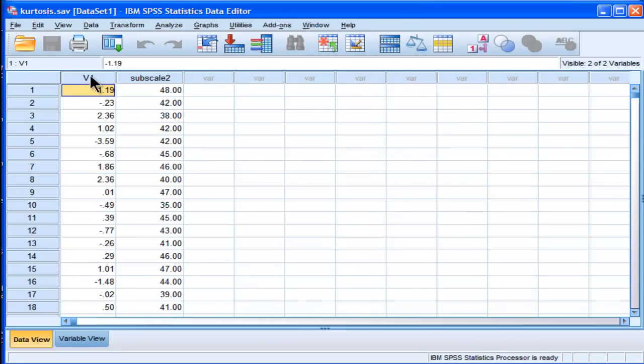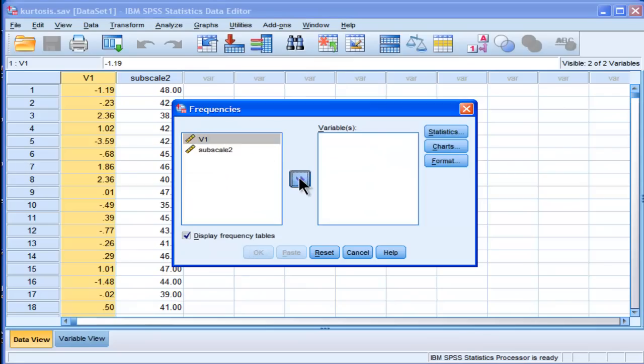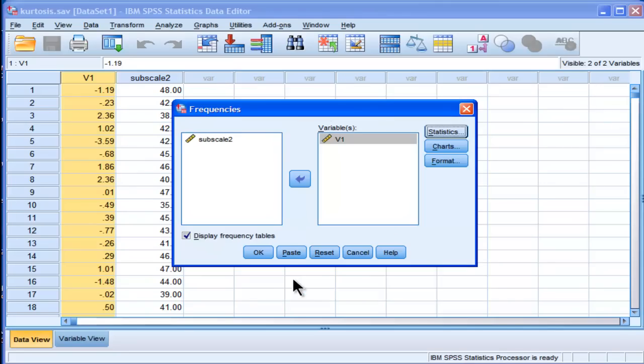I'm going to analyze this first variable called V1. So I'm going to estimate kurtosis, and I'm going to test it for significance, and I'm also going to look at the distribution. So go into Analyze, Descriptive Statistics, Frequencies, put V1 into the Variables list, click on Statistics, then click on kurtosis over here, and then click Continue. That's all you need to do.